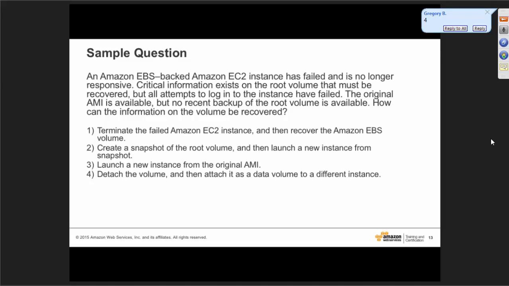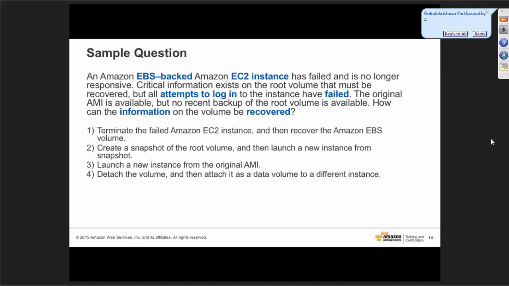All right, this is looking good. Let's highlight the important bits here and then just go through the answers. The first one says terminate the failed Amazon EC2 instance and then recover the Amazon EBS volume. That can't be right because by default, if you terminate an EC2 instance, it deletes the volume that's associated. And if you want to recover that volume, you don't want to delete it. So number 1 can't be right.